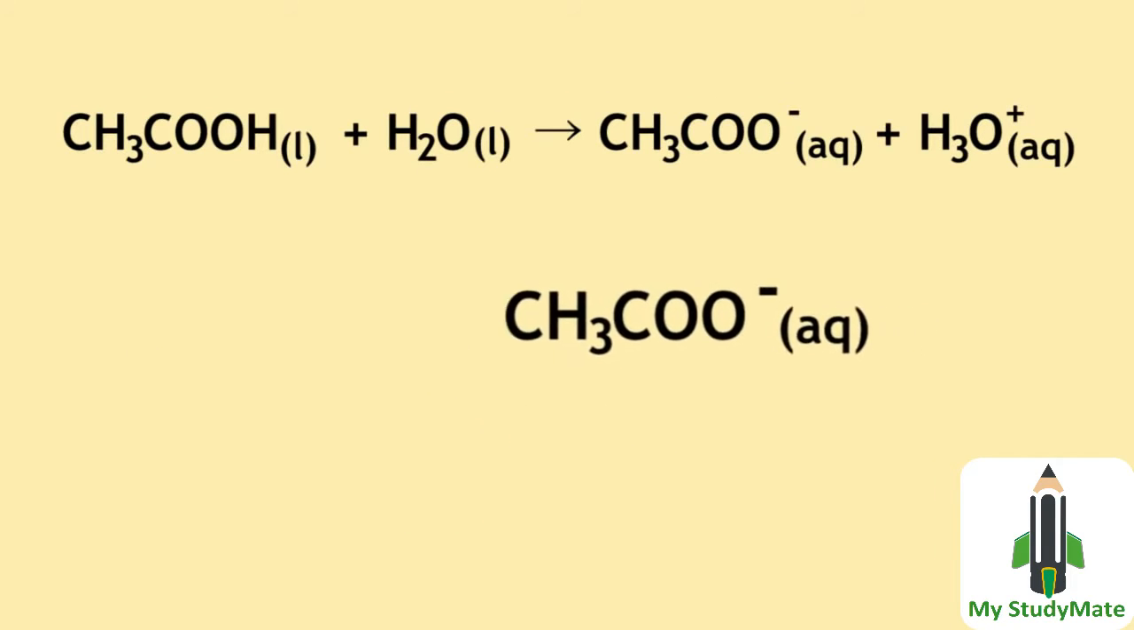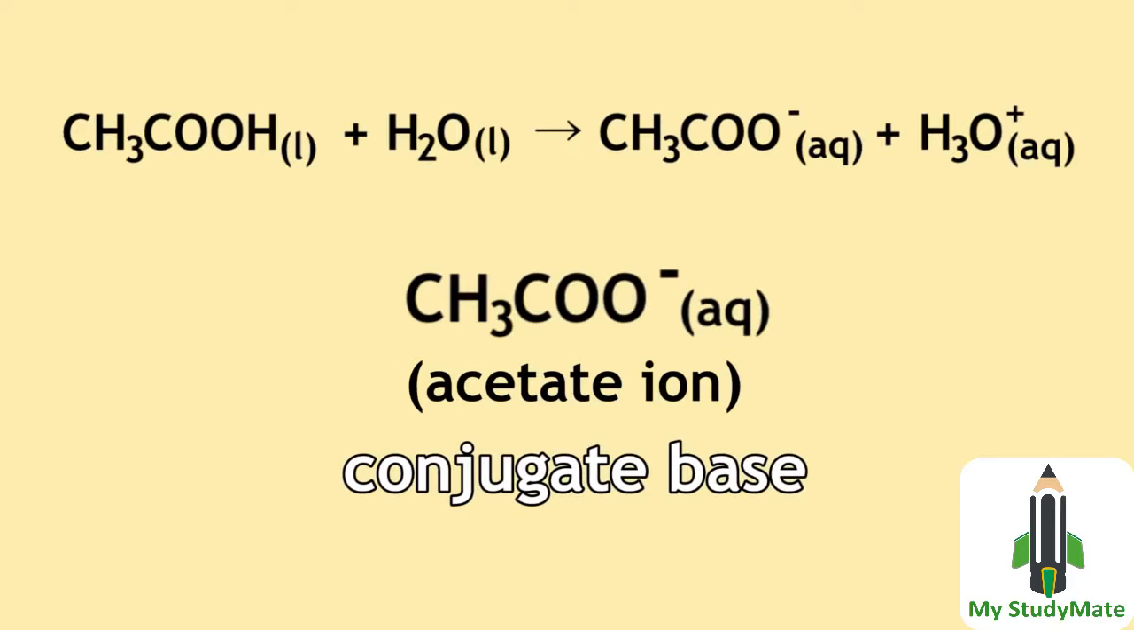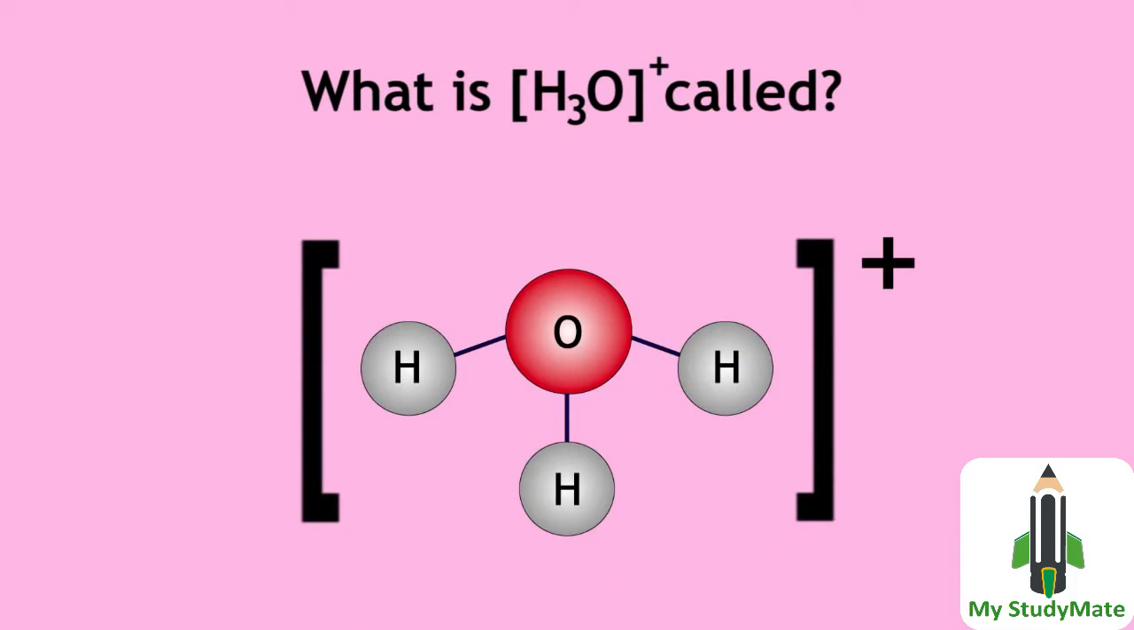The acetate ion is formed when acetic acid released the proton. The acetate ion is the conjugate base in this reaction. Can you remember what this is called? Pause and resume when ready.